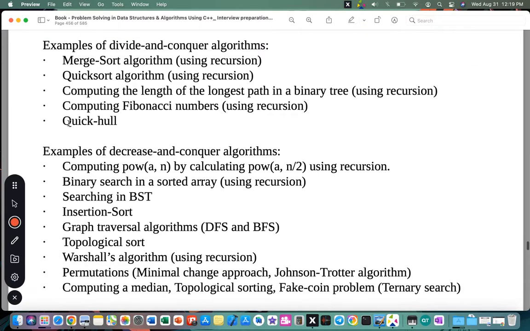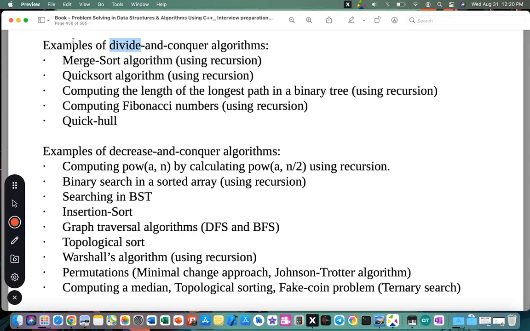All right, examples of divide and conquer, and we have examples of decrease and conquer, and we have the below examples. Let's see the divide and conquer. We first divide, then we start solving each single piece, then combine the result. These are the 3 steps, right?